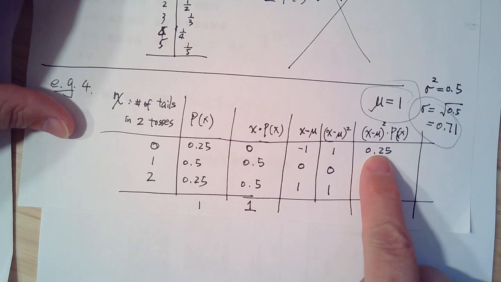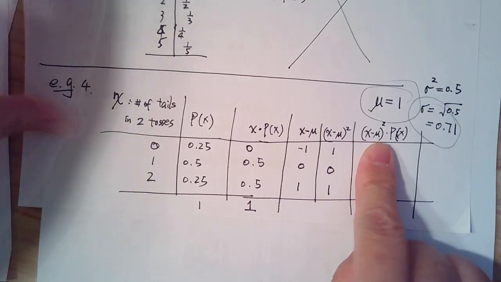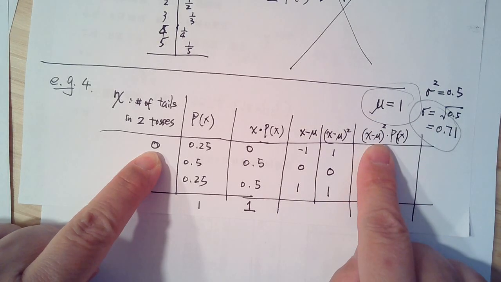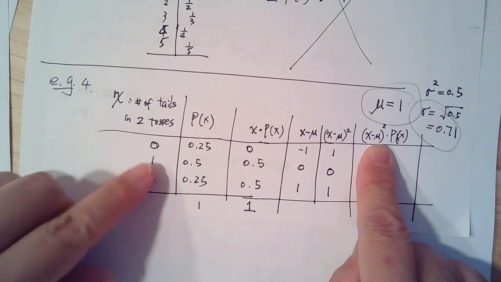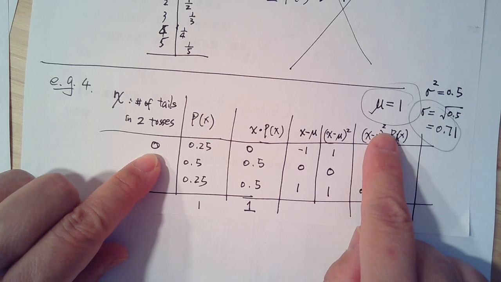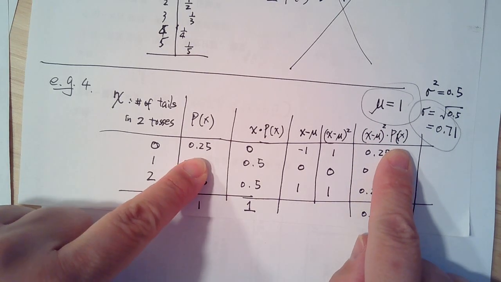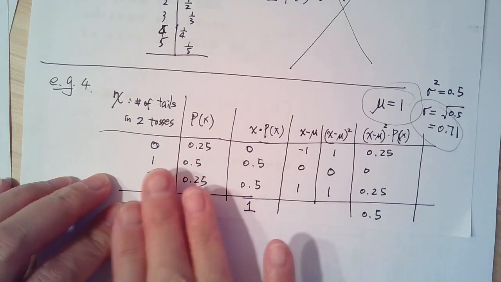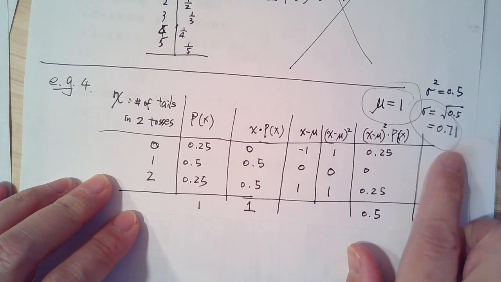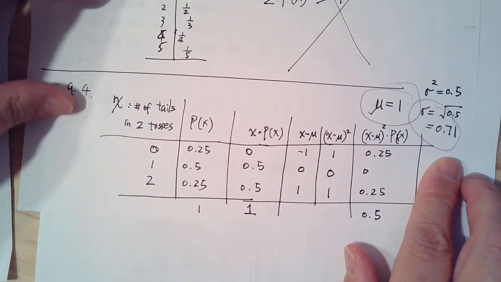X minus mu, so that's x minus 1, which is 0 minus 1. You do this in your mind. So it's 0 minus 1, negative 1 squared. You get a positive 1 times the p of x, which is 0.25. All right, so you do that, you get a variance, and you take the square root of variance, you get a standard deviation. It's not too bad, isn't it?